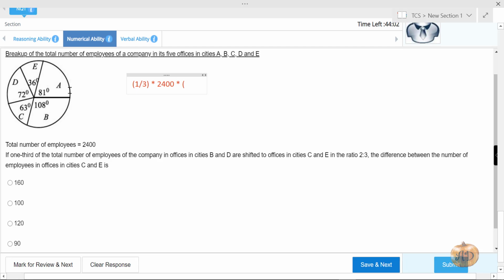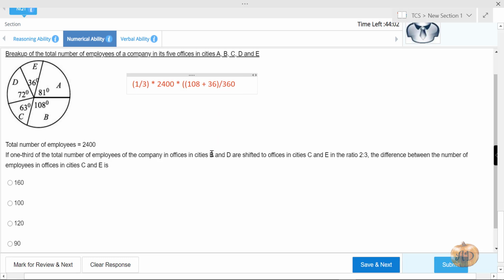So what is B here? B here is 108 degrees and D here is 72 degrees. So 108 plus 72. Now, what this pie chart means is that it is actually in a ratio form. The total number of degrees of a circle, as you know, the complete degree is 360 degrees. So to find the respective value, you have to divide it by 360. Hope you got my point.